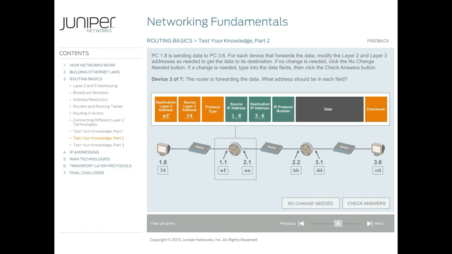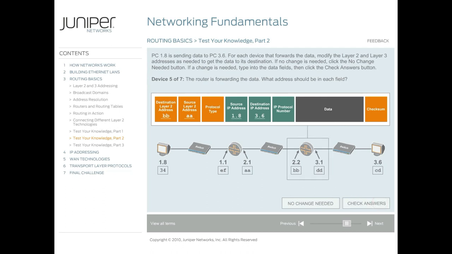The first router is now routing the data. Modify the addresses as needed or click No Change Needed. That's incorrect. Try again. That's still incorrect. Here are the correct answers. Now the second switch is forwarding the data. Modify the addresses as needed or click No Change Needed. That's correct. The switch has forwarded the data without making any changes. Click Continue to move on to the next device.